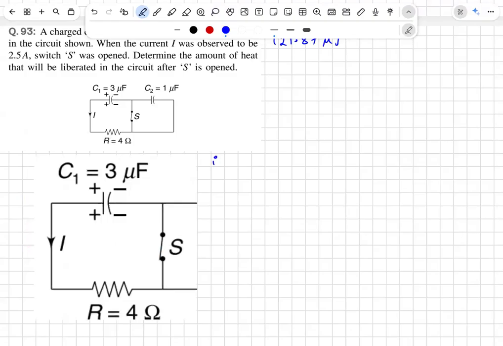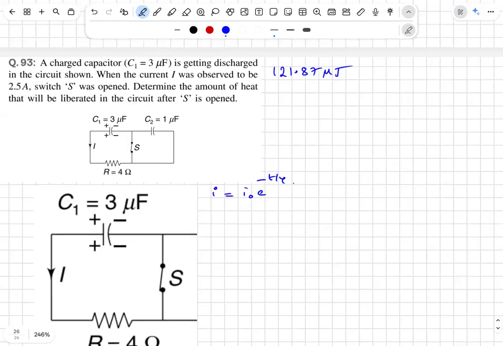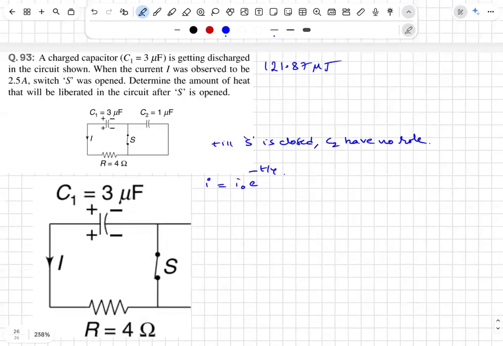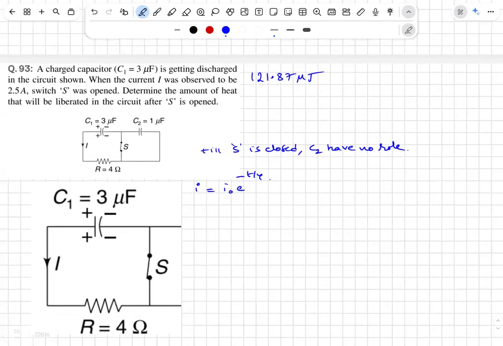Now I know the relation here as I is equal to I naught e to the power minus t by tau. So when the current I was observed to be 2.5 amps, switch S was opened. Till this point, the right side capacitor is not in picture, till S is closed. C2 has no role. Why? It's short circuit. C1 is equal to 3 microfarads getting discharged in the circuit.